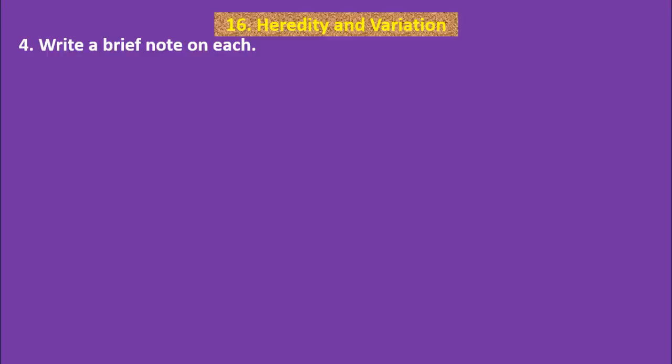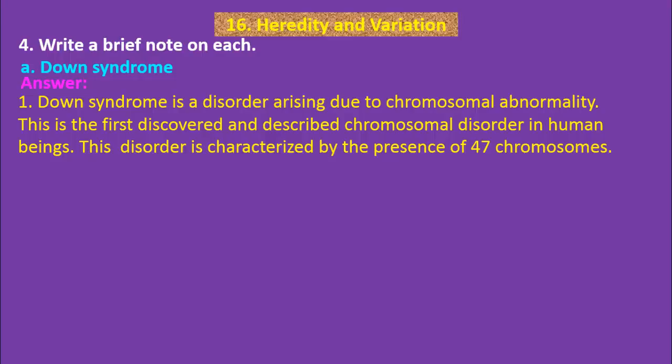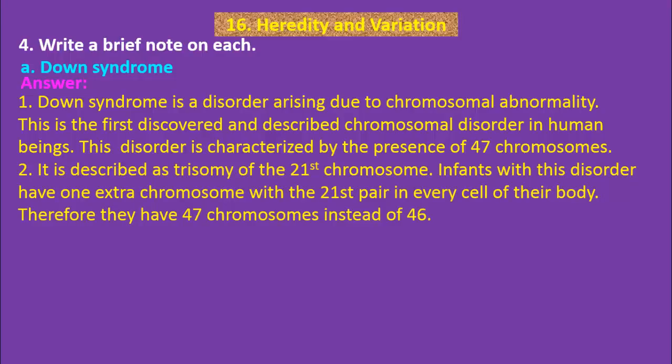Question number 4. Write a brief note on A. Down syndrome. Answer. 1. Down syndrome is a disorder arising due to chromosomal abnormality. This is the first discovered and described chromosomal disorder in human beings. This disorder is characterized by the presence of 47 chromosomes. 2. It is described as trisomy of the 21st chromosome. Infants with this disorder have an extra chromosome with the 21st pair in every cell of their body. Therefore, they have 47 chromosomes instead of 46.